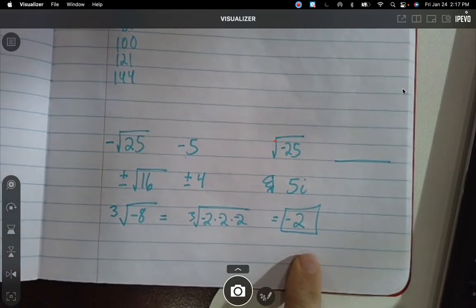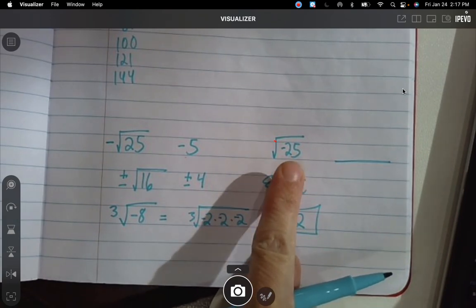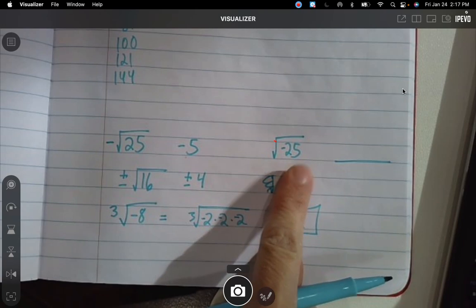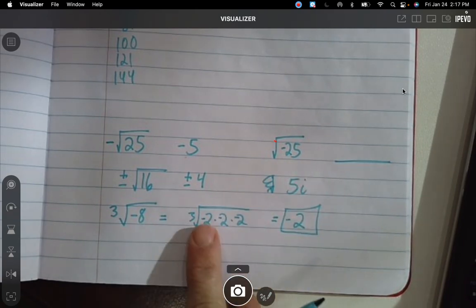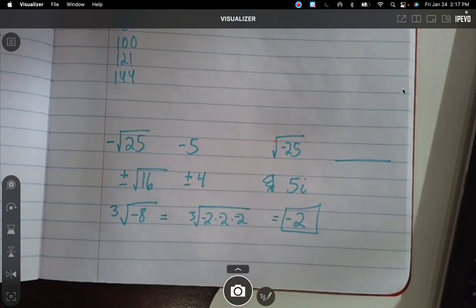Okay, and you can type that in on your calculator. If you type this in on your calculator, nothing. You're going to get error, okay? Because you cannot take a square root of a negative number. You can take an odd root of a negative number. You cannot take an even root of a negative number.